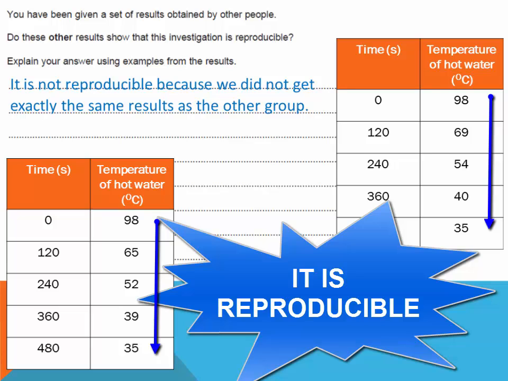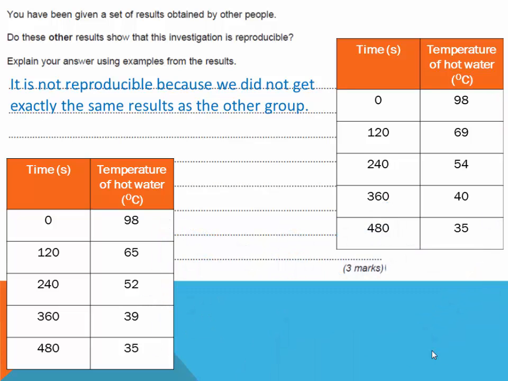So actually referring to the data specifically, you could say things like both groups had found the temperature drop to 35 degrees Celsius after 480 seconds. Or you could say both groups noticed the temperature dropping a lot initially, with the rate of temperature drop decreasing later on.